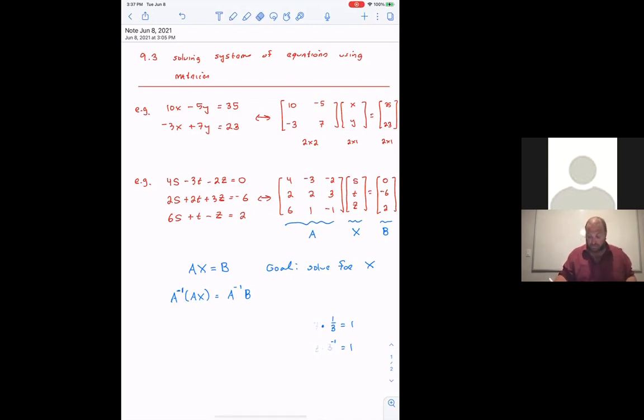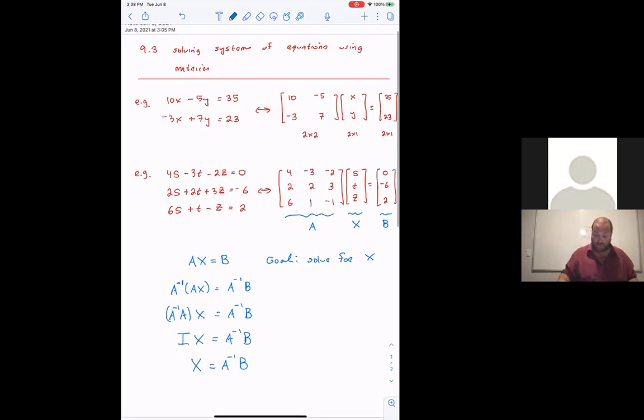So if I can find a matrix that has an inverse, well, then I can use the associative rule that says A inverse AX is equal to A inverse B. Anything times its inverse is the multiplicative identity. So AX is equal to A inverse B. And what's the property of the multiplicative identity? Anything times the multiplicative identity is itself. And therefore, X is equal to A inverse B. So if I have the original matrix equation AX equals B, all I need to do is find the inverse of A, multiply by B, and bam, I have my X.